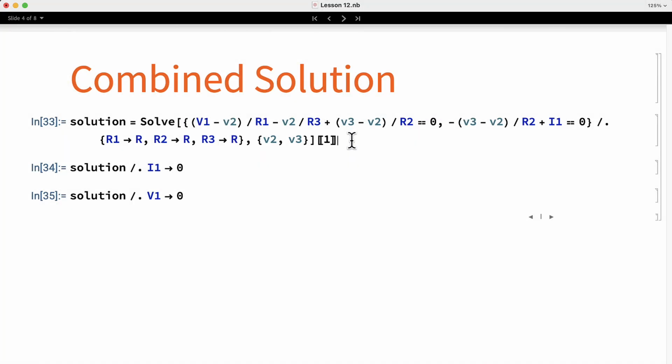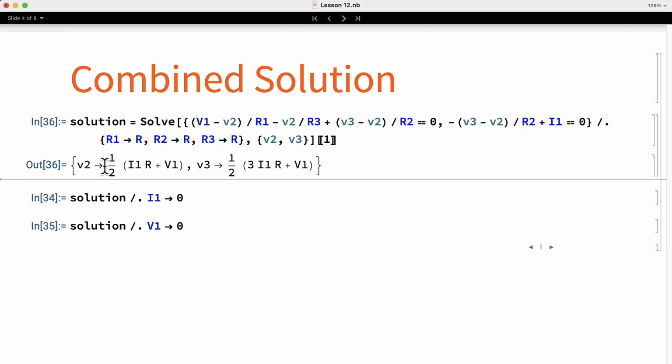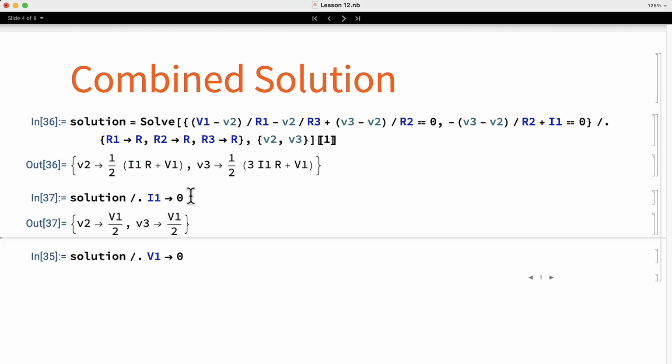Using Wolfram Language, we can solve these two equations and obtain the voltages of nodes 2 and 3. For simplicity, I have made all the resistors the same value, represented with the symbol R. These are the results. We can see in both equations that the voltages are a combination of the voltage V1, which is the input voltage, and the current I1. Just as a simple exercise, we will make the current I1 0 in this solution, and we can obtain a result that only depends on the input voltage V1.